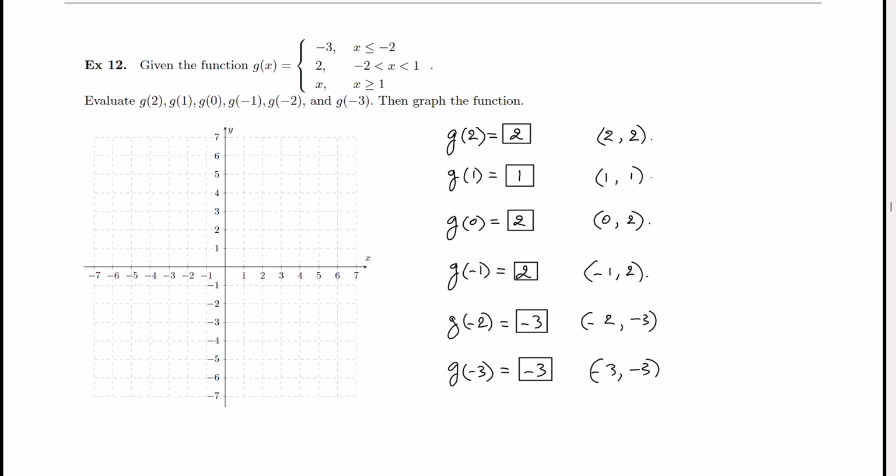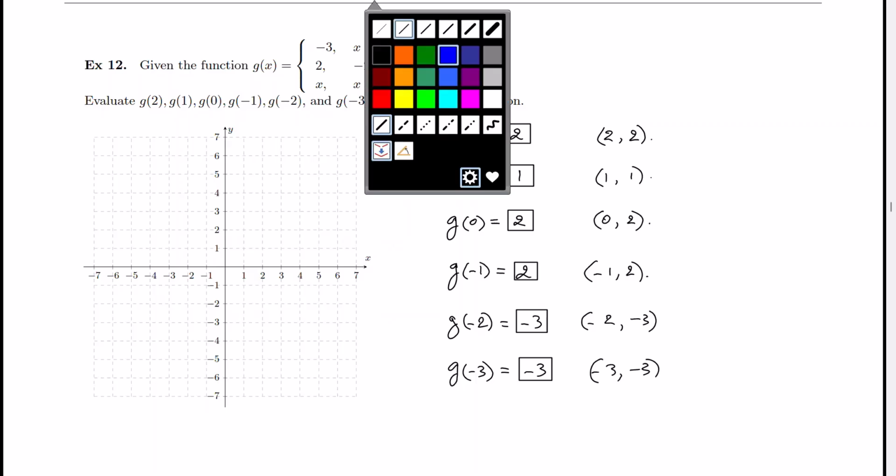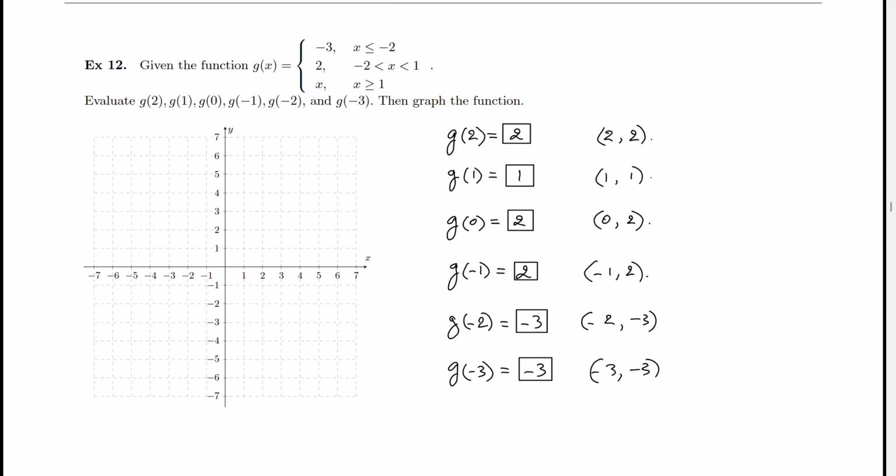Okay, so once I've done this, they want me to graph the function. So first of all, let's draw some borders. Where are the borders going to be? There's a border at -2 because that's one of the numbers I see there in my domain. So let me draw the border. This is one of them. Let me use the straight line command. So there we go. That's the first line.